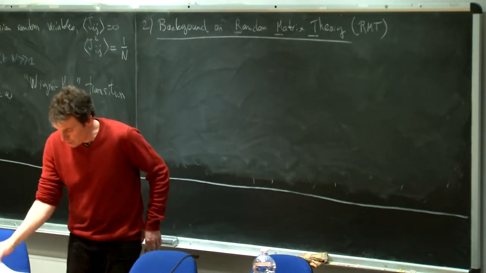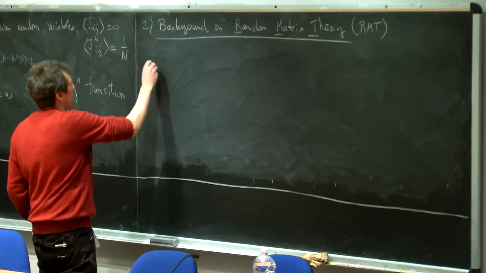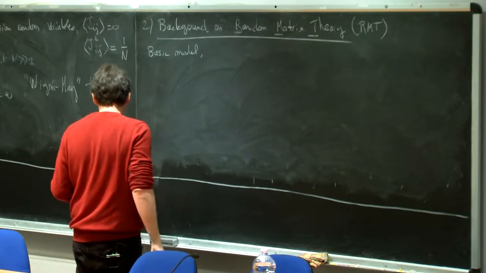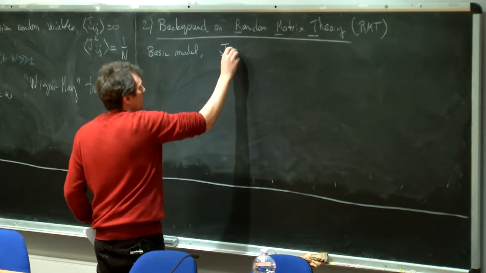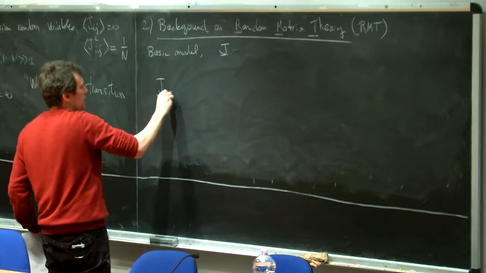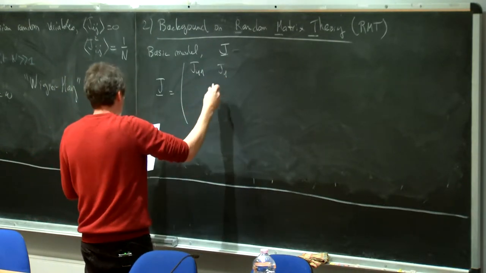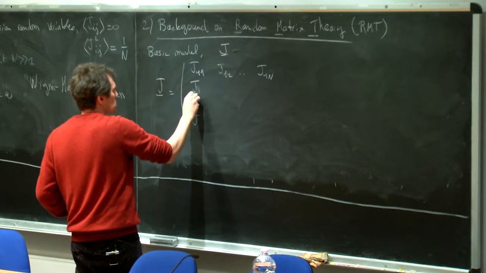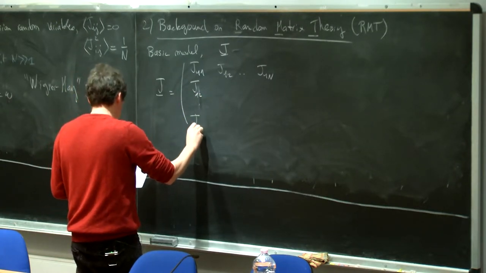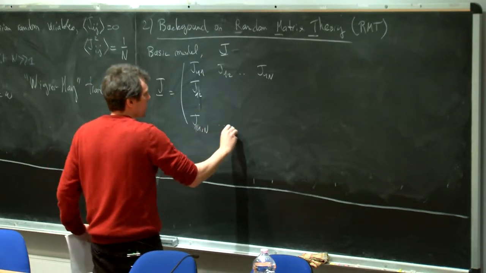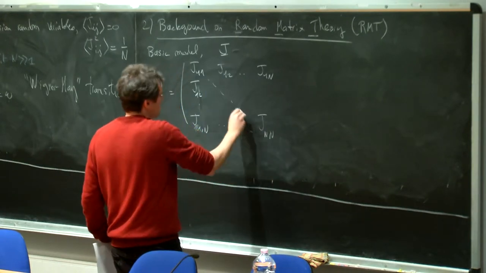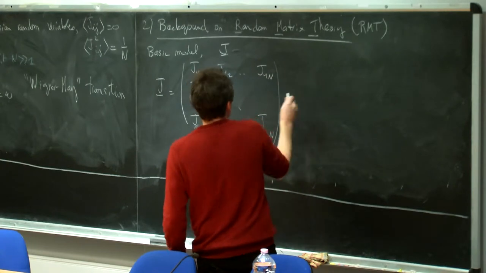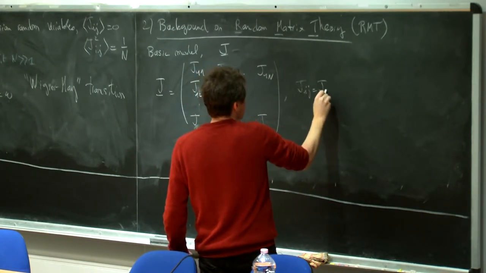So the basic model that I want to consider here is, well, I can actually go to the same notation as this guy. So I have J, which is a matrix, and it is typically of that form. So I have a matrix J: J11, J12, J1n. It has to be symmetric, so here is just J12 again. And here I would get J1n, the same as this one. And here I would get Jnn. Okay, so this is my matrix. It has to be symmetric, so J_ij is equal to J_ji, very nice.